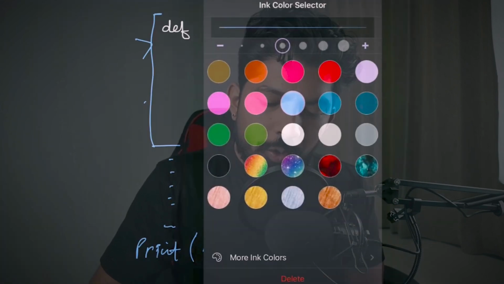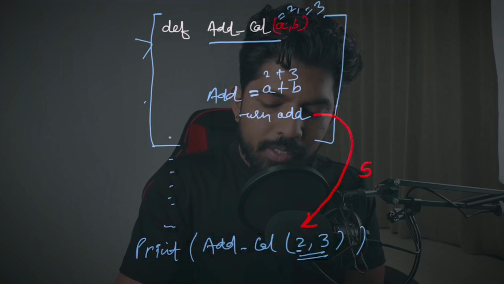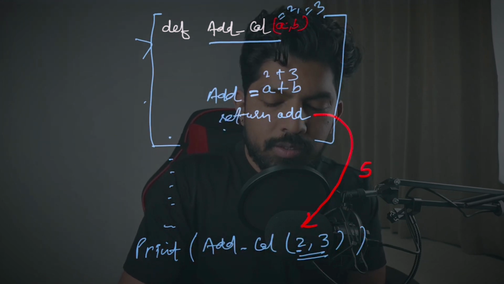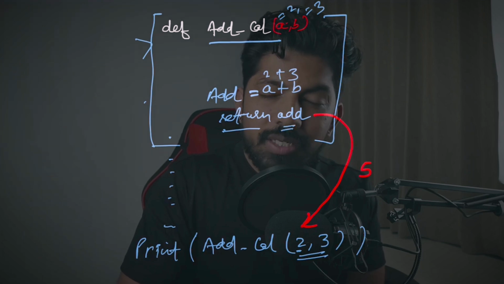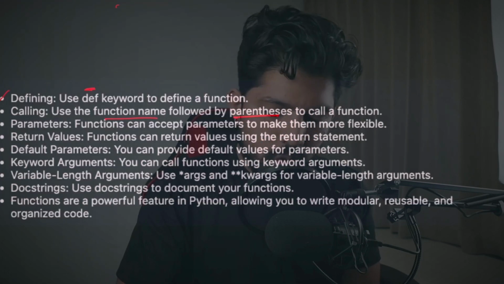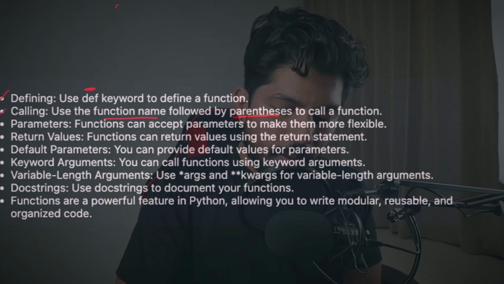Then we have return values. We have seen that already. Correct? Here we have to write return and whatever value we want to return. So we can say that a function returns a value. So it is also done. I will just tick. Defining, you have understood. Calling a function, you have understood. Parameters, you have understood. Returning a value, you have understood.